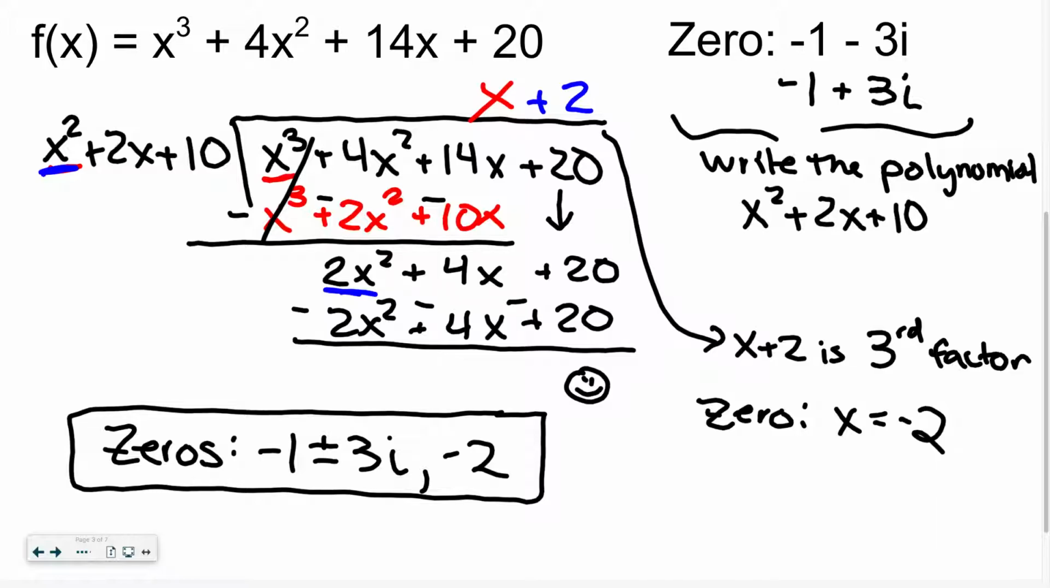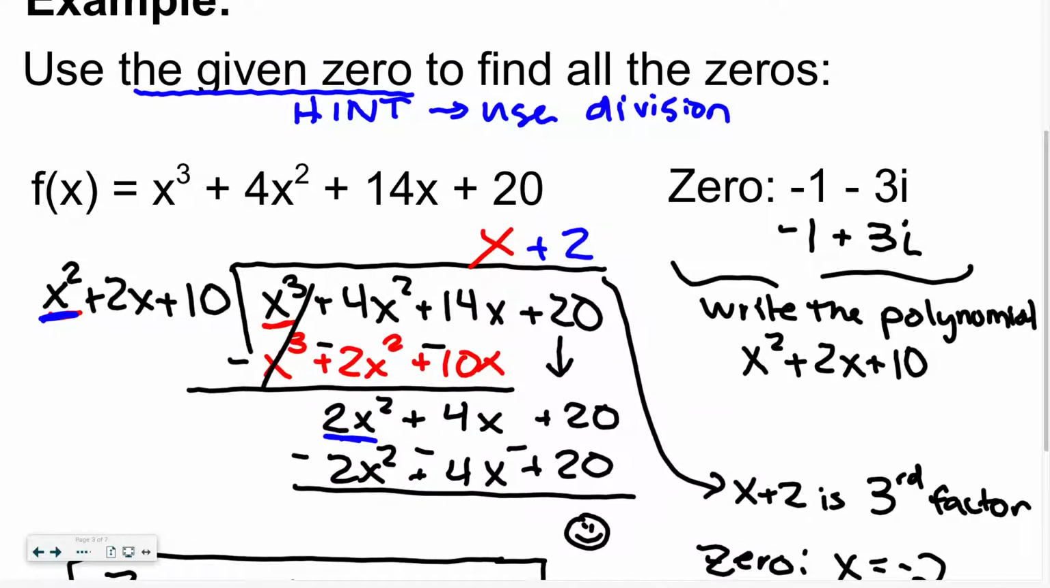Okay? So remember, use polynomial division like this if you're given a hint. And if I give you a hint that isn't imaginary, like I told you, find all the other zeros. If you know one of the zeros is x equals 3, then you could use synthetic. And then maybe work with your quotient after that.